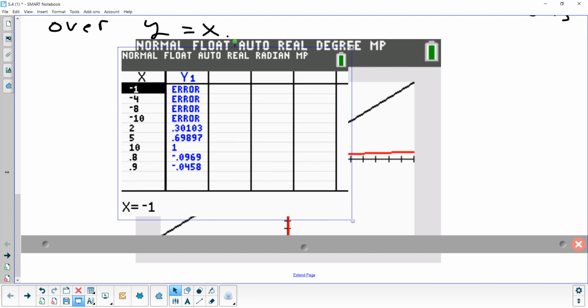Yeah? You get non-real answers, so we're not even going to worry about negative numbers with logs. I wasn't going to bring that up yet, but we have data in the calculator from yesterday that pretty much shows you can't take the log of a negative number unless you're dealing with imaginaries. Okay, so we're just going to focus on positives.